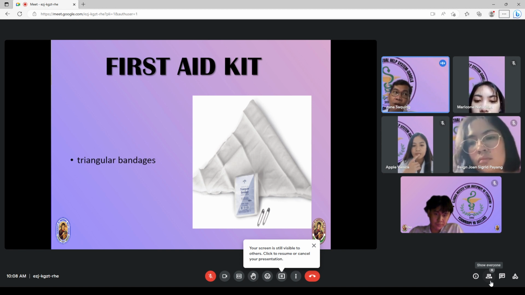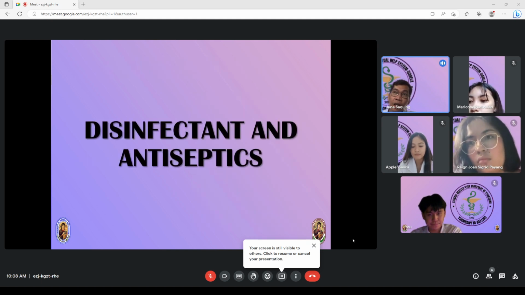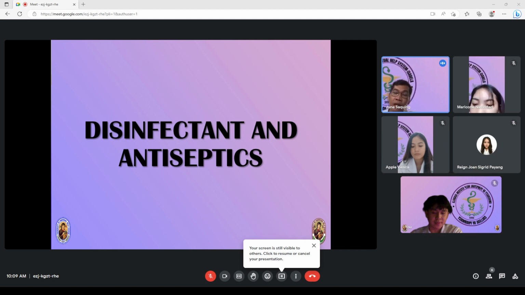So once in a while, dapat sina-check din natin yung laman ng first aid kit natin. And then we encourage every household to have this one, kahit ano lang, isa lang. In case of emergency, meron tayong magagamit kaagad. So that's the content of the first aid kit. Thank you.